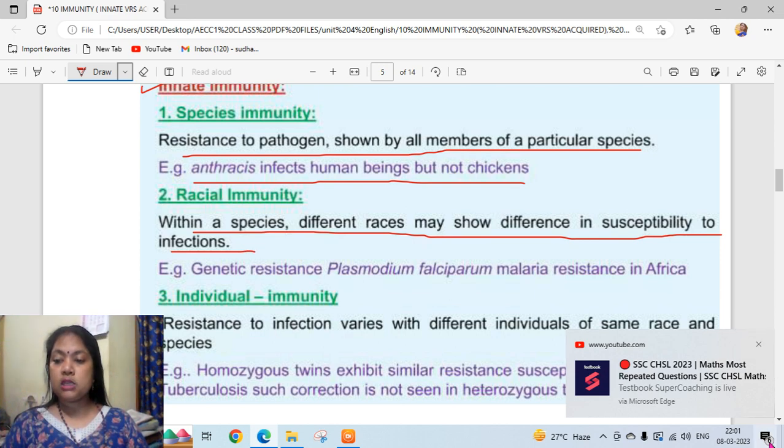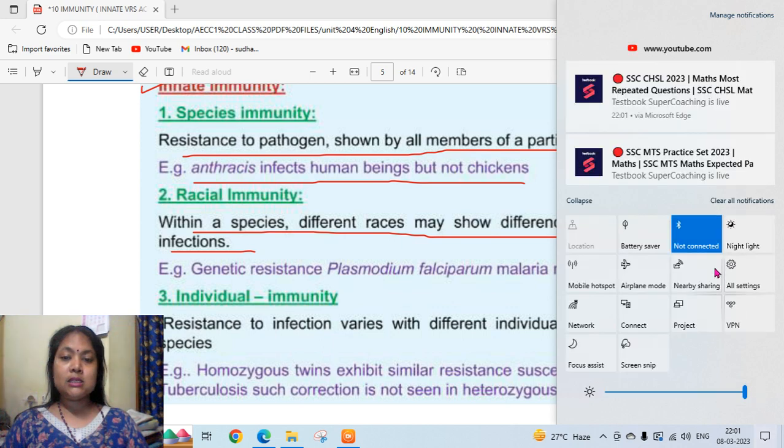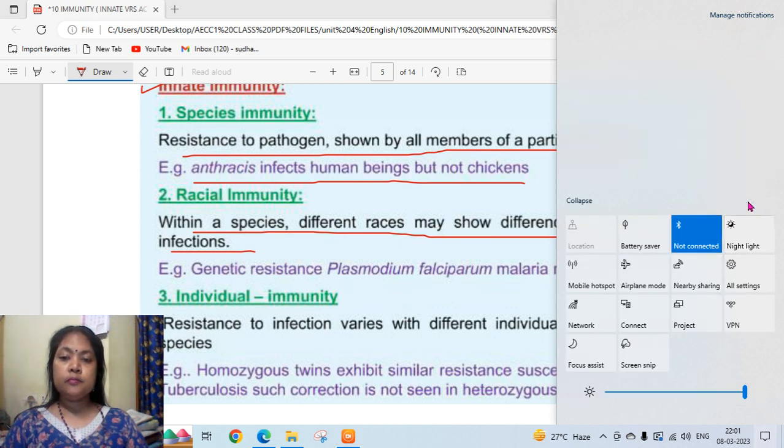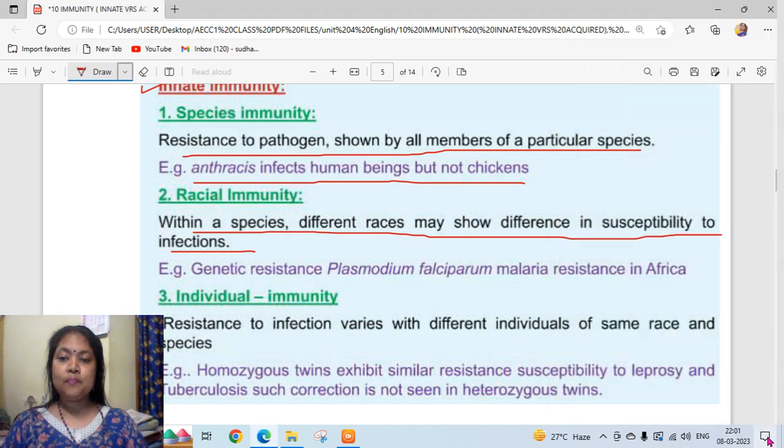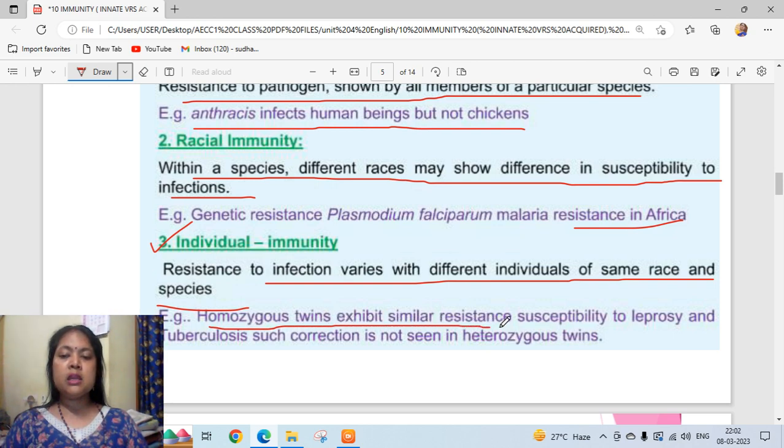For example, we can say genetic resistance, that is Plasmodium falciparum, malaria resistance in Africa. Then individual immunity, that is resistance to infection, varies with different individuals of the same race and species. For example, homozygous twins exhibit similar resistance or susceptibility to leprosy and tuberculosis. Such correlation is not seen in heterozygous twins.